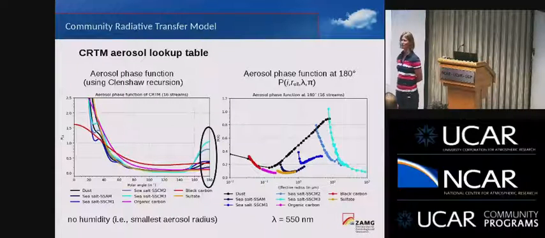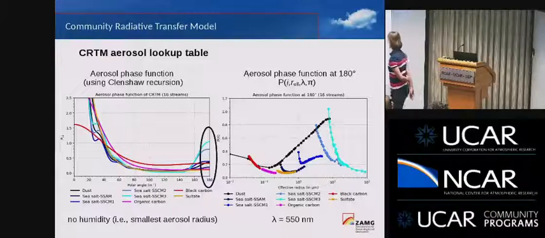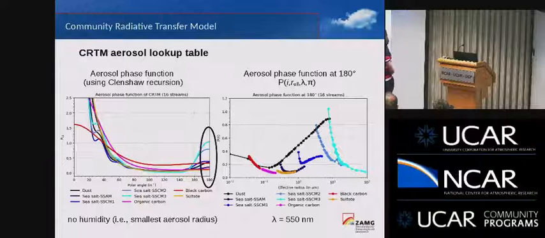And since we are particularly interested in the backscattering part, we are not interested in the forward scattering or sideward scattering, but in the backscattering part, which happens at 180 degrees. So if we just look at the scattering at 180 degrees and plot these dots here as a function of effective radius, this is what we get.